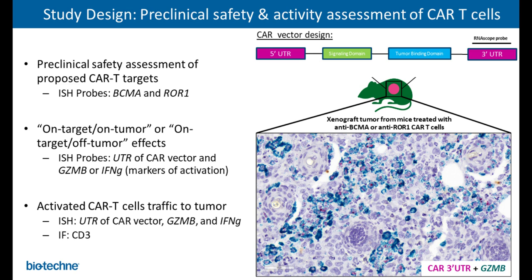This is a study in collaboration with Bluebird Bio, where they were trying to develop CAR T cells against BCMA and ROR1 antigens. And using the RNAscope technology, we were able to design a specific probe against the 3' UTR of the CAR vector that went into these CAR T cells. In addition, we were also able to visualize markers like granzyme B and interferon gamma, which are markers for active T cells or engaged T cells.